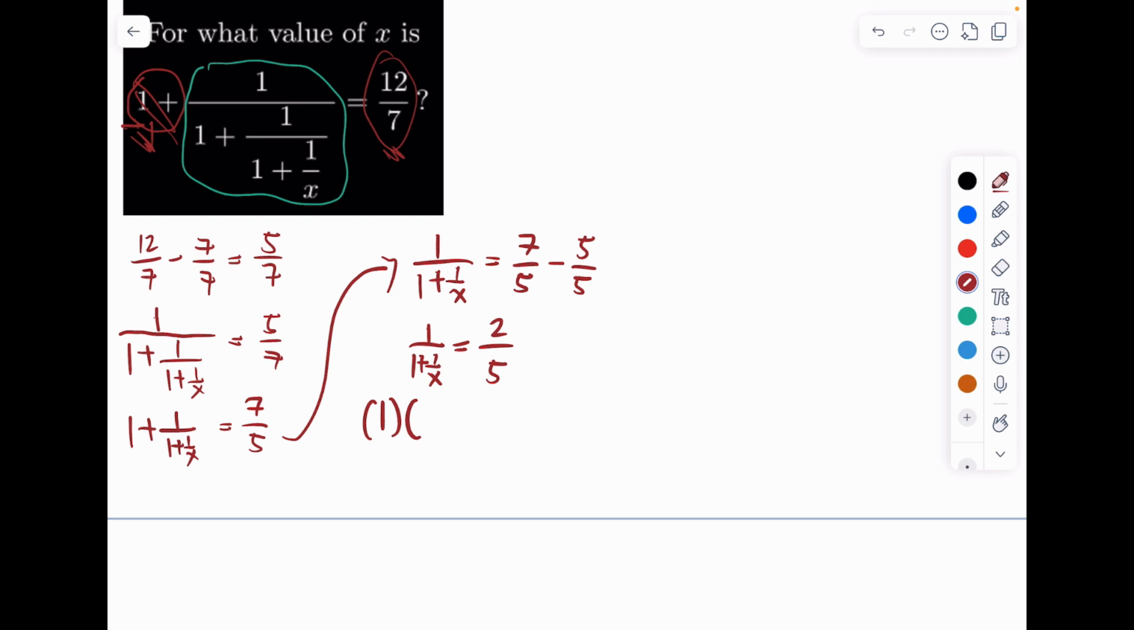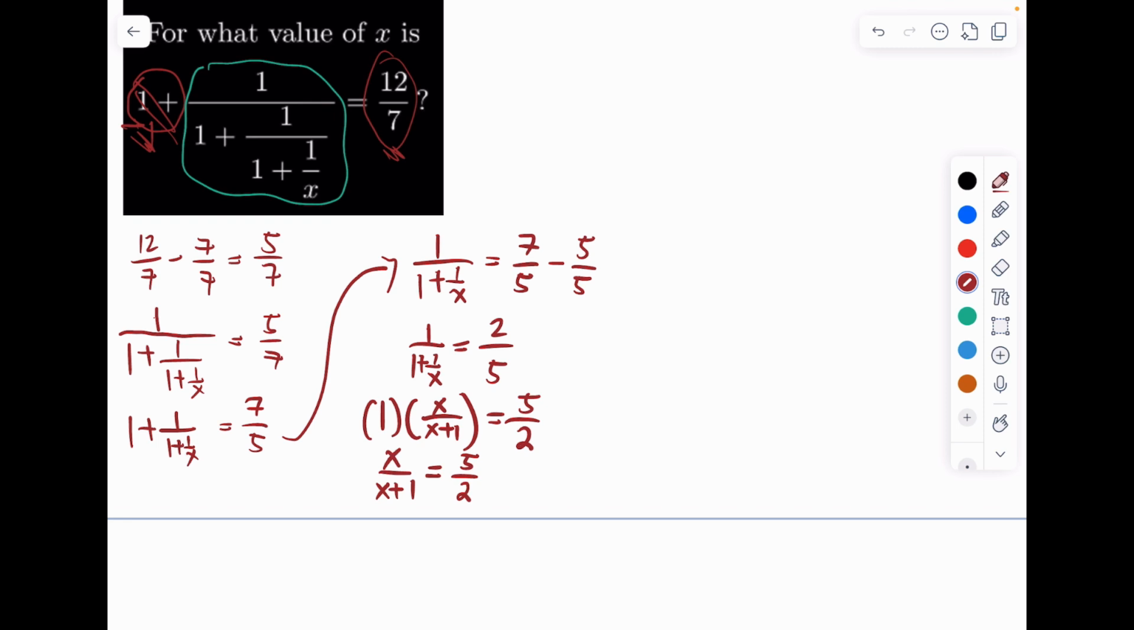Which is going to be x over x plus 1. Where did this come from, the x over x plus 1? It's just the simplified version of this. Okay, all right, so next, since we inverted the left side, we're going to do the same thing to the right side. So 2 over 5 will be 5 over 2, and then x over x plus 1 equals 5 over 2.